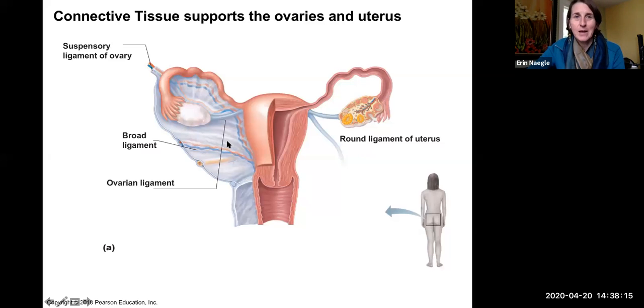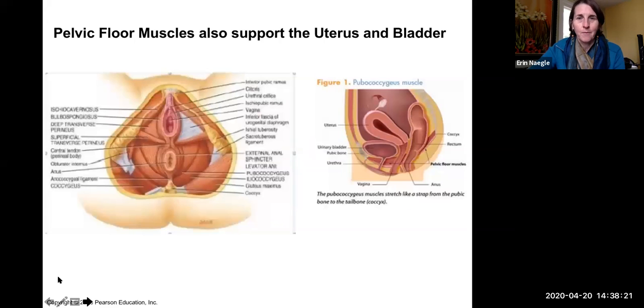So connective tissue helps keep the ovaries and the uterus in place. However, the most support is from the pelvic floor muscles. Now we're looking at the exterior view of the reproductive system, which also includes the digestive system. We have a series of muscles here that make up that pelvic floor, and the strength of these is really what gives the support to both the urinary bladder and the uterus.